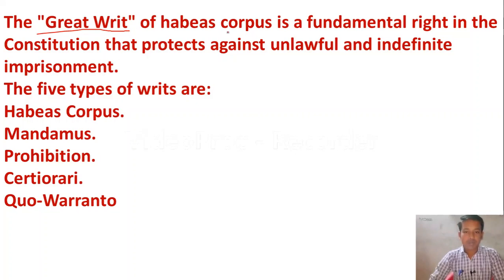It is a fundamental right in the constitution that protects against unlawful and arbitrary imprisonment. And there are 5 writs. One is the habeas corpus writ, the second is the mandamus writ, then the prohibition writ, the certiorari writ, and the quo warranto writ.